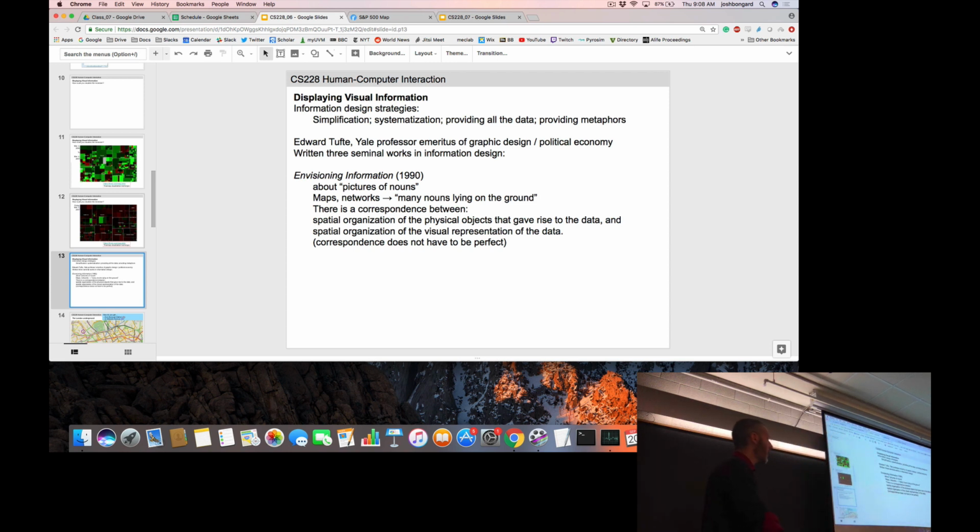Okay, let's talk about creating visualizations to represent many nouns lying on the ground. We've got stuff out there in the world, and we want to create a virtual representation of it. So any map or network visualization is always going to have some form of correspondence between the actual spatial organization out there in the world and the same spatial orientation in the visualization, and that correspondence doesn't necessarily have to be perfect. No matter how accurate a map of the real world is, it's always warping this relationship. What's the most important way that spatial organization out in the real world is transformed into spatial organization in a map?